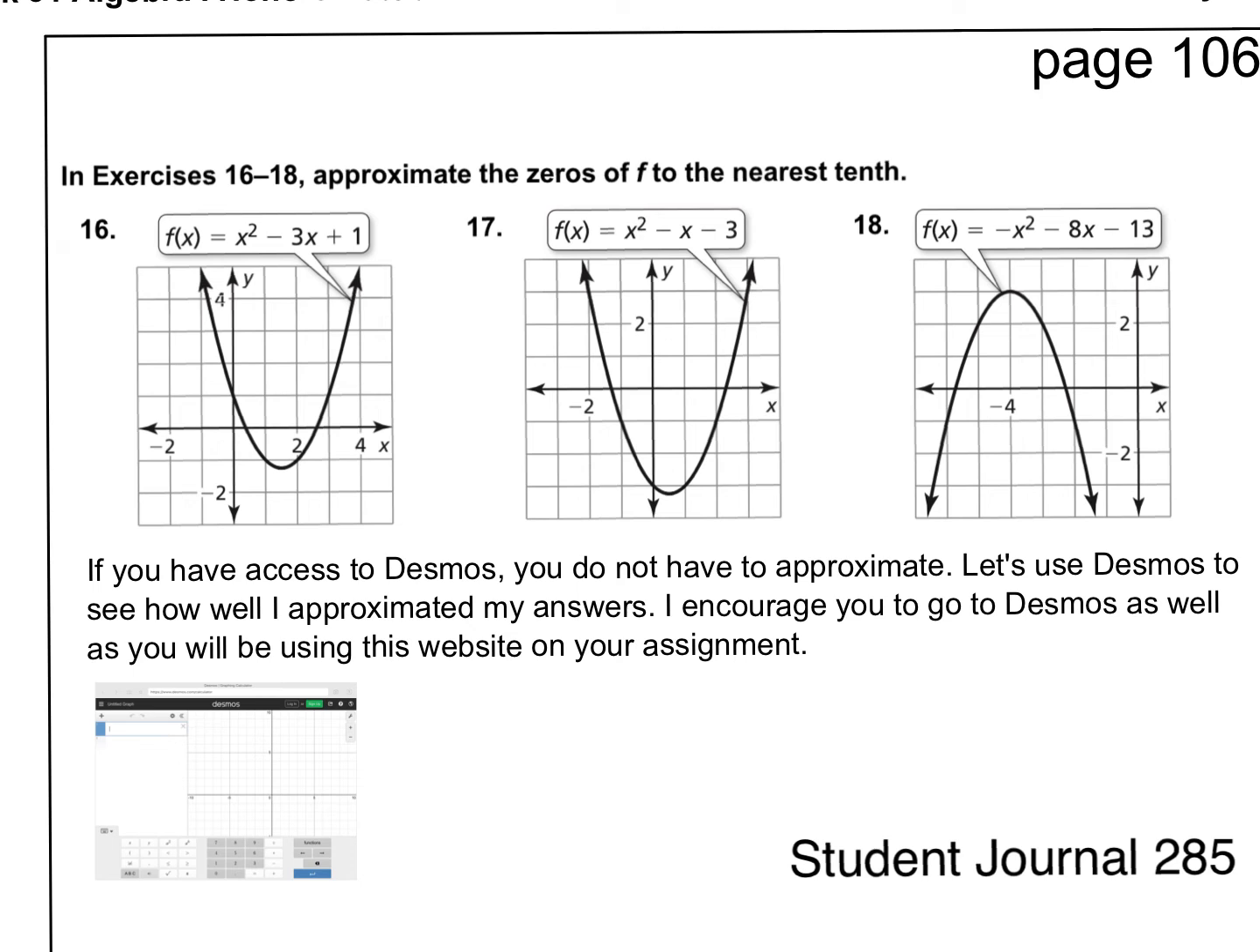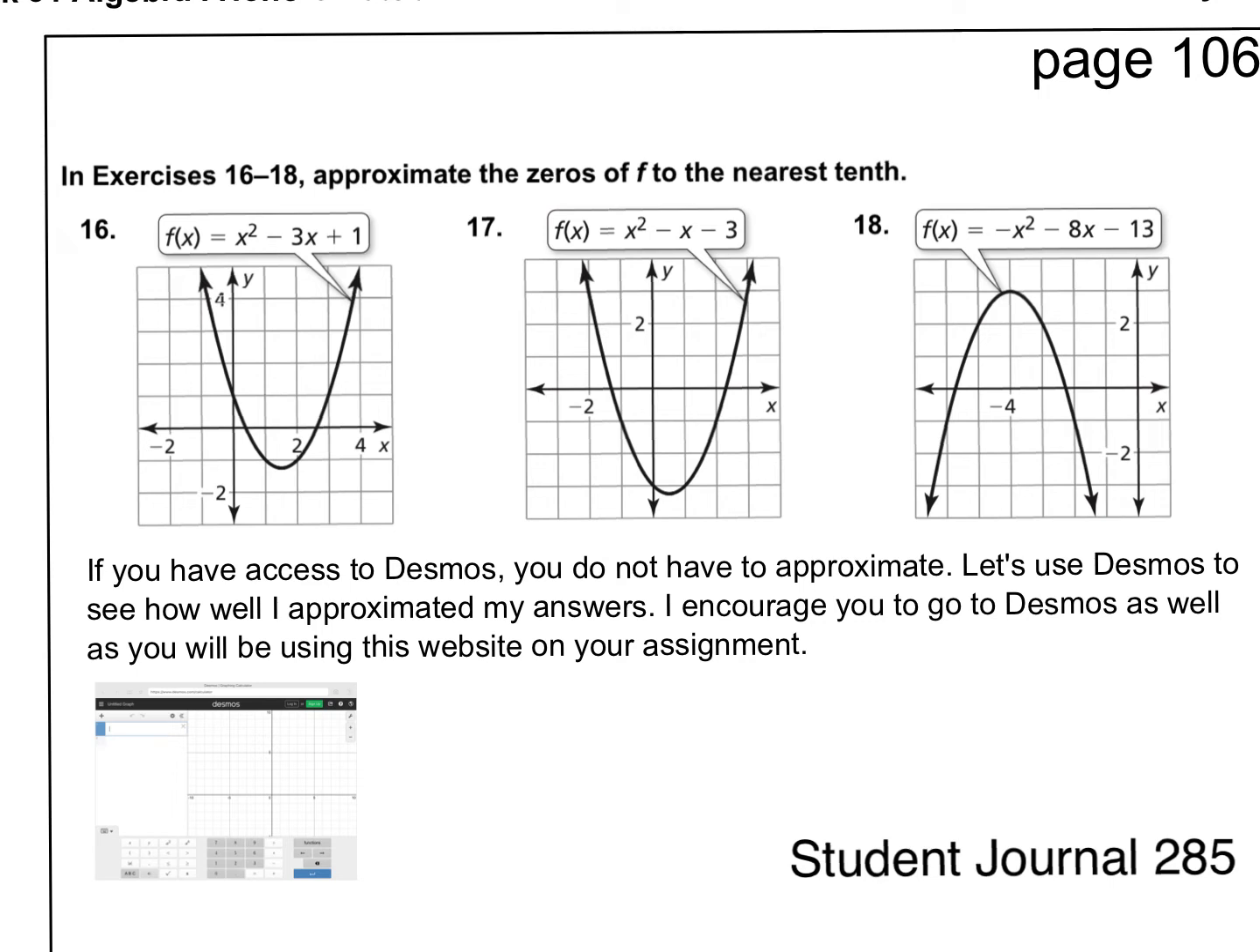Okay, it says to approximate the zeros, and actually it says if you have access to Desmos, you do not have to approximate. Let's use Desmos to see how well I approximate my answers. I encourage you to go to Desmos as well, as you will be using this website on your assignment. Okay, so I'm going to approximate first because that's what the directions say to do, but then I'm going to check them with Desmos. So forgive me if I'm a horrible approximator.